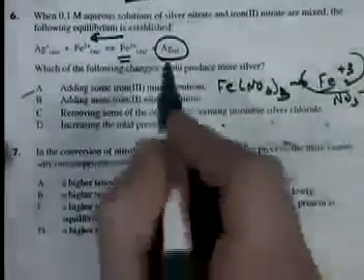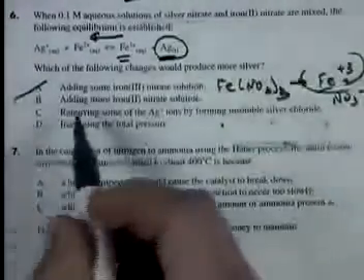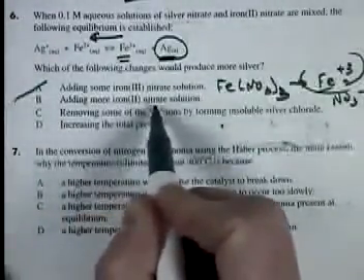That's not what we want to do. We want to drive the equilibrium to the right and produce more silver. So A is not the best choice. Letter B, adding more iron 2 nitrate solution.